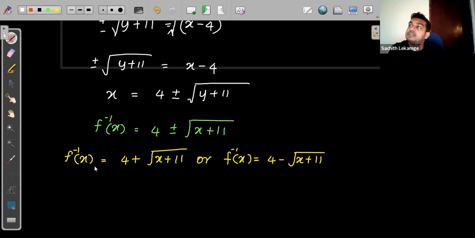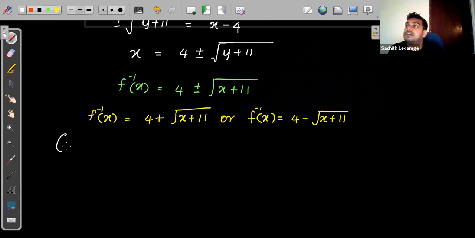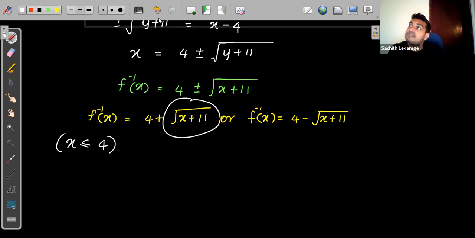Yeah, you can take this as x bigger than 4 and x smaller than 4. Yeah, x smaller than or equal to 4, which means we need to take which one, left side or right side? X smaller than 4. If you take this one, x is always bigger than 4. Anyway, the square root part is always positive. You're adding something positive, so your final answer is bigger than 4, but therefore we can't take this. We have to take this.